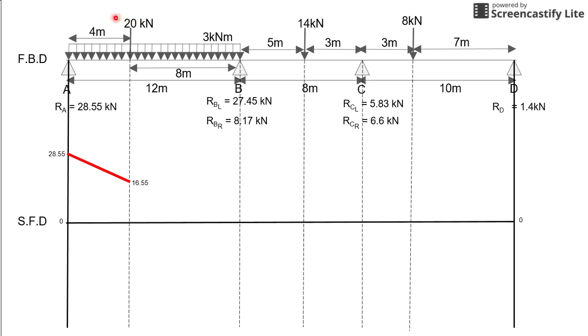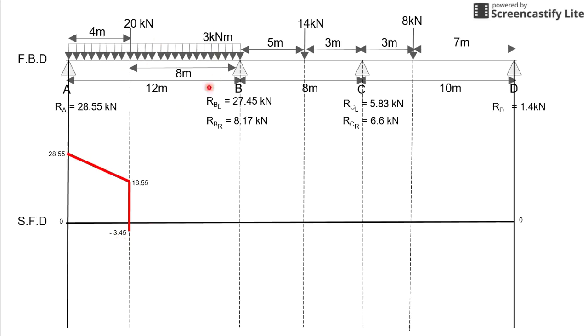At this point here, there's a concentrated load of 20 kilonewtons. If you are drawing an SFD where there's a concentrated load, you just draw a vertical line downwards to the next point. In this case, the next point is at negative 3.45. How I get that is by subtracting 20 kilonewtons from 16.55 kilonewtons. So 16.55 minus 20, you get negative 3.45.